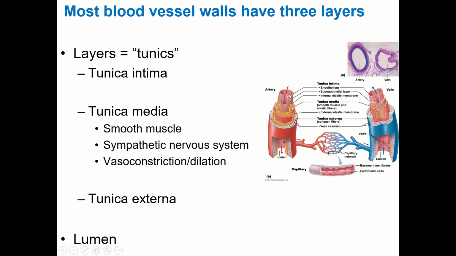Now, in larger vessels, in addition to having that endothelium, there's also going to be a subendothelial layer that has a basement membrane and loose connective tissue. In really small vessels, you may see essentially just an endothelium. So in some of the smallest capillaries, it's basically just one cell layer thick, which again facilitates that gas exchange that takes place.